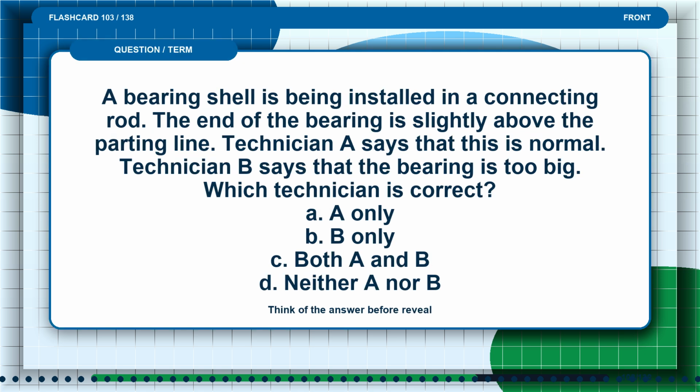Flashcard 103. A bearing shell is being installed in a connecting rod. The end of the bearing is slightly above the parting line. Technician A says that this is normal. Technician B says that the bearing is too big. Which technician is correct? A. Only A. B. Only B. C. Both A and B. D. Neither A nor B. Pause and think of the answer before the reveal.